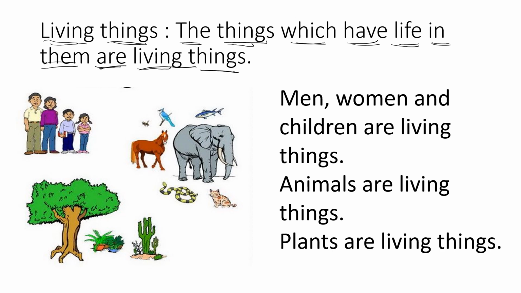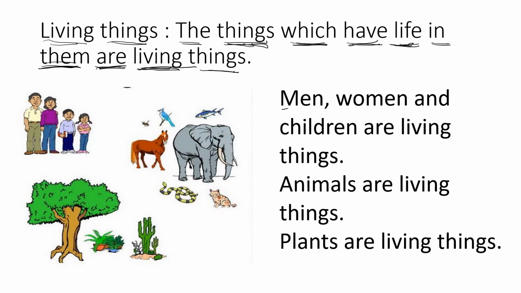Let's read out the spellings of the new words. THINGS, things. WHICH, which. HAVE, have. LIFE, life. THEM, them. ARE. LIVING, living. So children, now we have understood that the things that have life in them are living things. Now let us look at which are those things that have life.